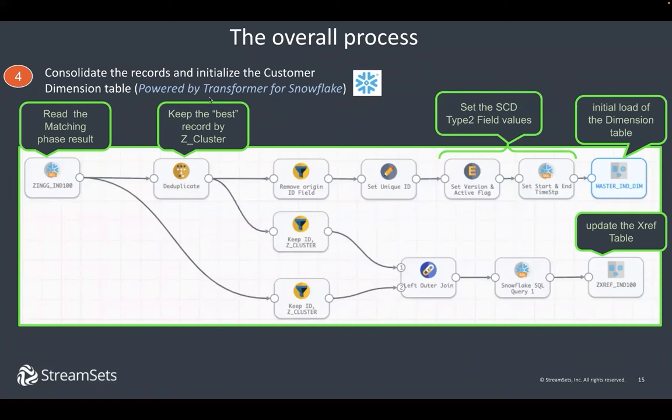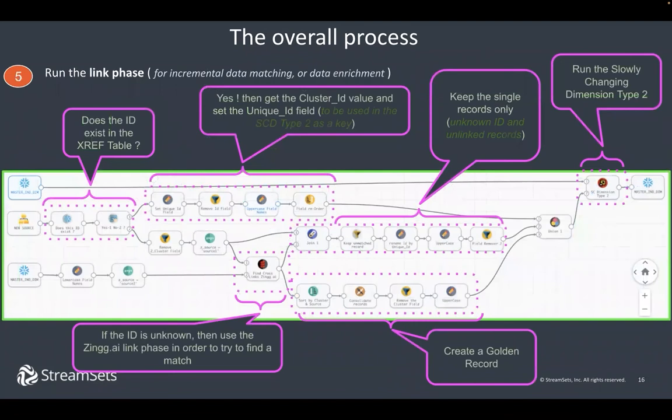It's straightforward. And once you have deduplicated, you have to maintain some cross-reference, because you have to think about the incremental phase again, what's going on when you ingest some new data. So you have to maintain the cluster ID with your source ID. And you can apply some surrogate key before initializing the customer dimension in your case. I added a couple of new fields, such as the version, the active flag to specify if it's the current active dimension, and the start and end timestamps.